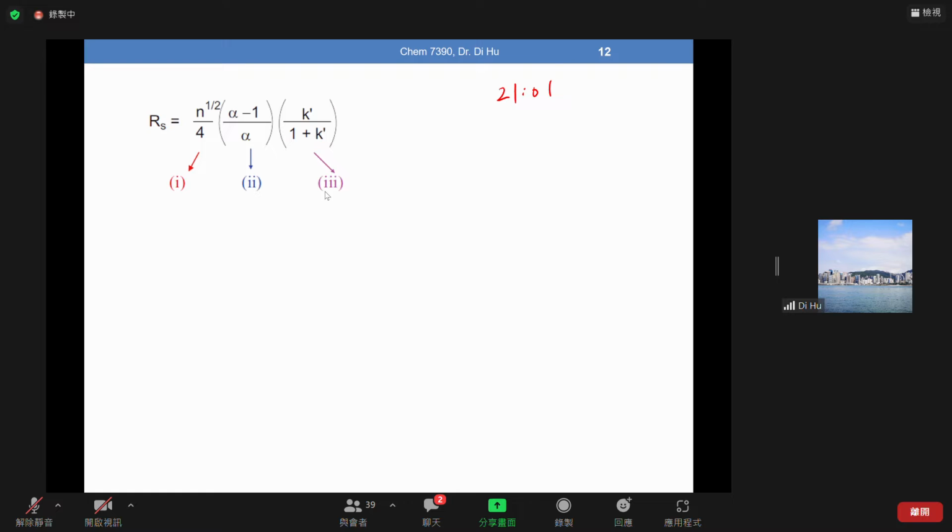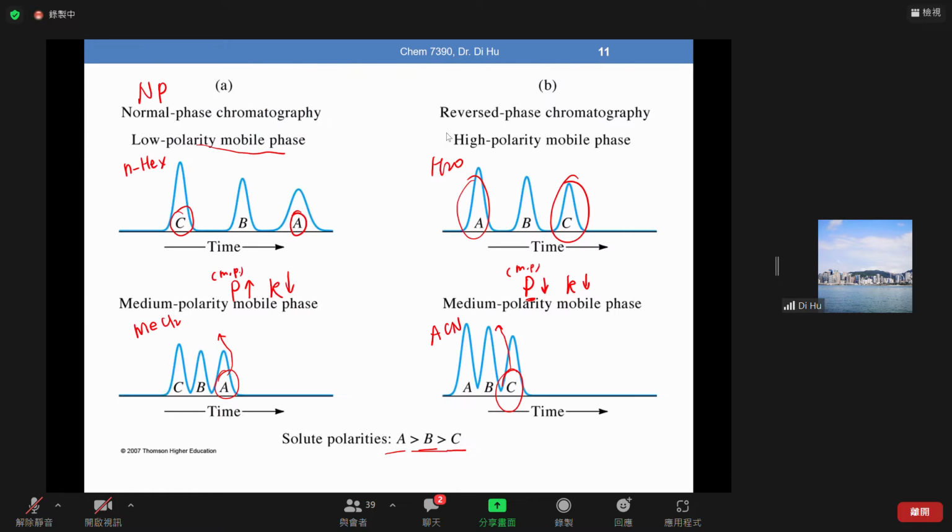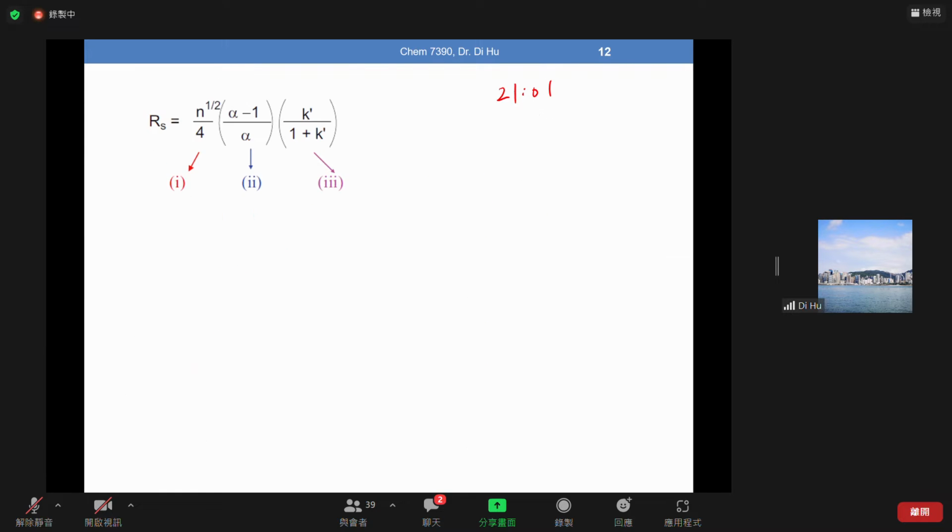Okay, so now let's see what other factors really influence this separation and how we can play with the mobile phase to achieve the separation that we want. So let's start with the resolution.